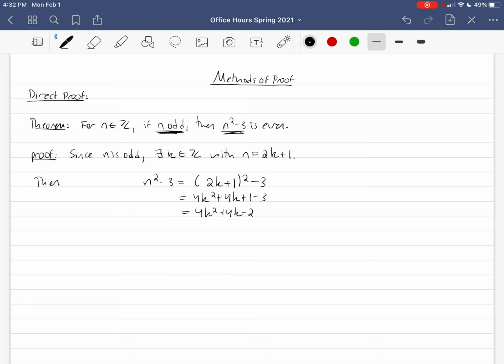And clean it up. Now, I'm trying to prove it's even. To be even means that it is 2 times some other number. And lo and behold, I can factor out a 2 here and be left with another number. And this is even. So I started with n being odd. I proved n squared minus 3 is even. That is exactly what I wanted. So I indicate I am done with my proof.